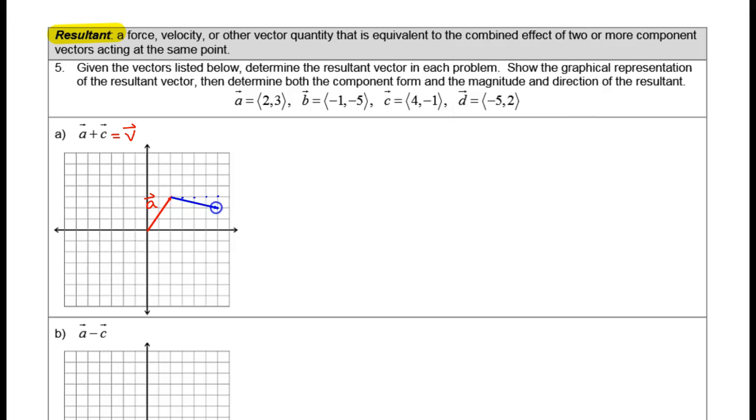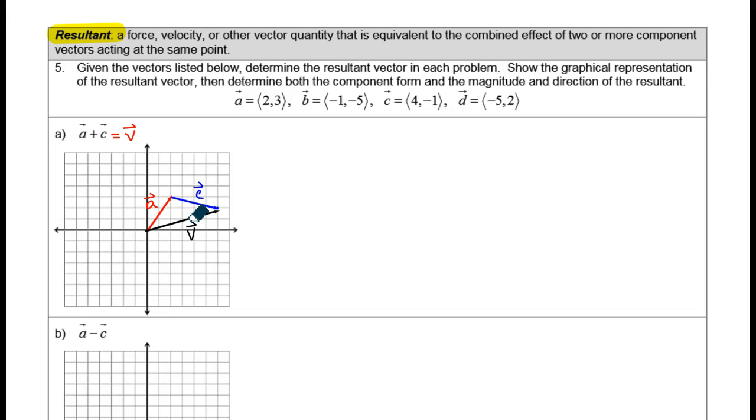And notice when I'm lining these two vectors up, I'm starting vector b, excuse me, that's vector c, typo. I'm starting vector c right where vector a ended. And what I then get is vector v, where vector v is the resultant of a and c.